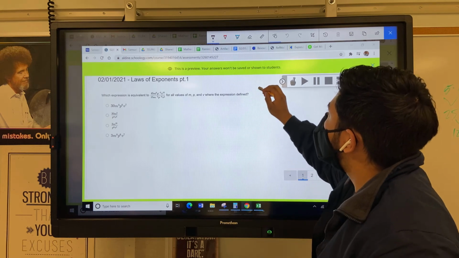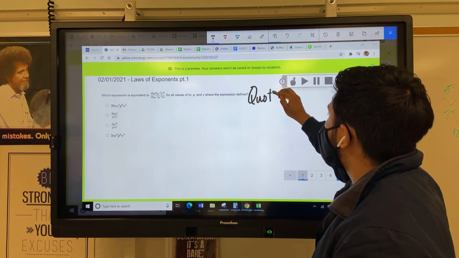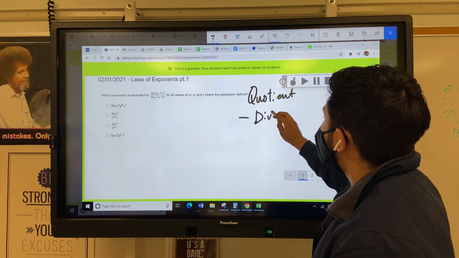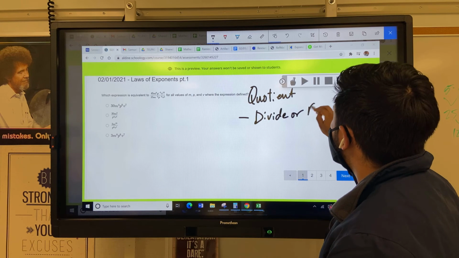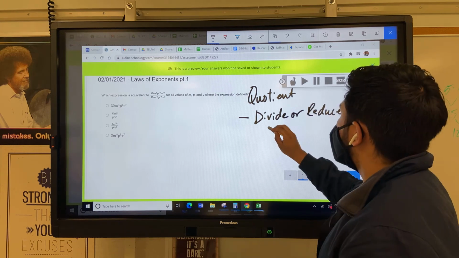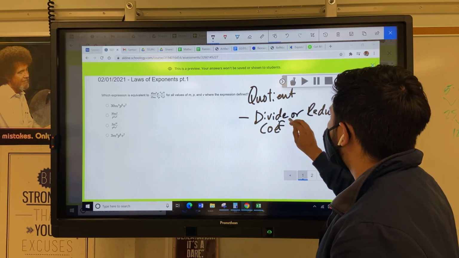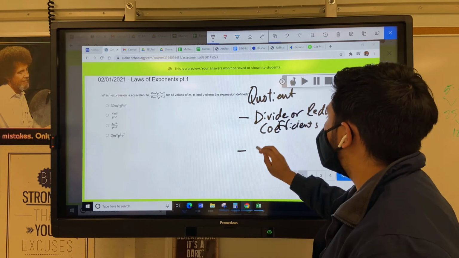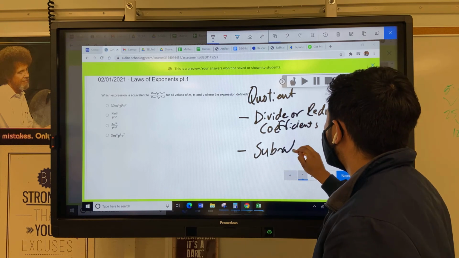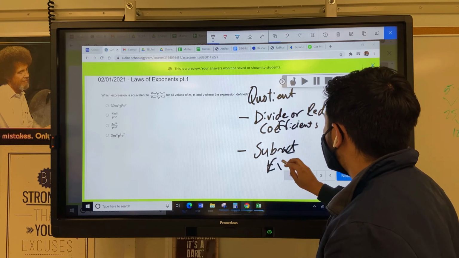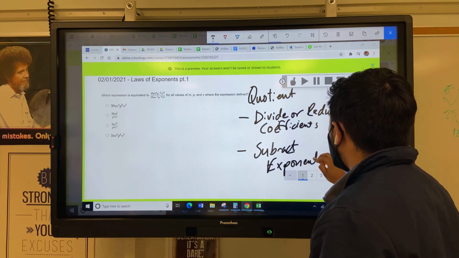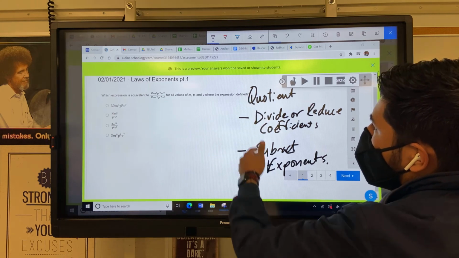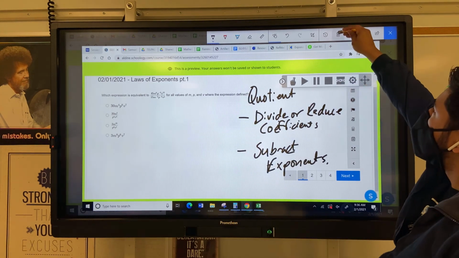We are doing the quotient rule here. Quotient. 2 things you need to do. Divide or reduce coefficients. And then subtract exponents. Helping you out with the rules to tell you which one is here. Make sure you get the one in the question. You should be all right. Next one.